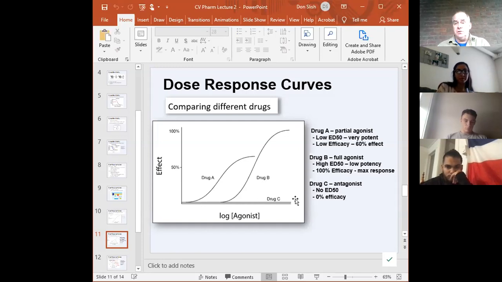So there are two possible reasons for that. One is it's an antagonist. It binds to the receptor but doesn't activate it. Two is it doesn't even bind to the receptor. You're just throwing some junk in there that doesn't do anything. So you're getting 0% efficacy, but you can't get the ED50 because there is no ED50, and you don't really know if that drug's binding to it. You need to do other experiments to make sure that it really is an antagonist.